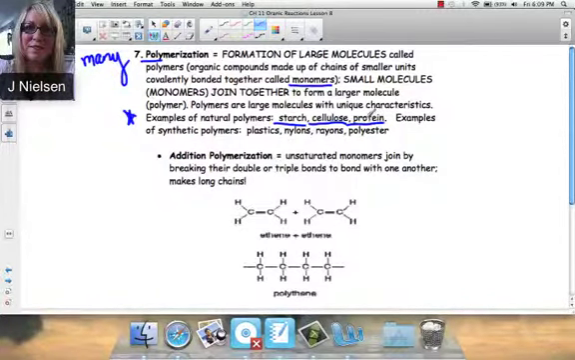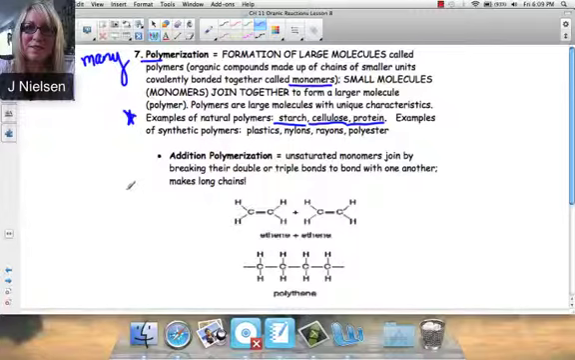Protein's easy to remember because proteins are made up of amino acids, and you put many amino acids together and you get different proteins. Cellulose is found in a lot of things, but I believe it's also found in plants. And then starches are very complex. Some synthetic polymers are plastics, nylons, rayons, and polyesters.